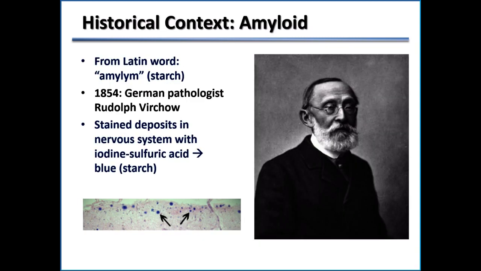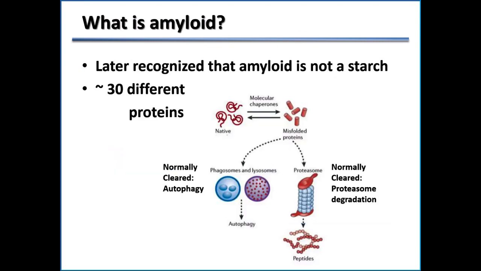So what is amyloid? Historically, this came from the Latin word amylum. Rudolf Virchow, the same Virchow that discovered Virchow's triad, he really coined the term amyloid. At the time, he was staining nervous system tissue, and he used an iodine sulfuric acid stain. But he applied this to nerves, and because of that, he thought it was a starch. However, we know that amyloid is not a starch. It was later determined that it's actually a protein.